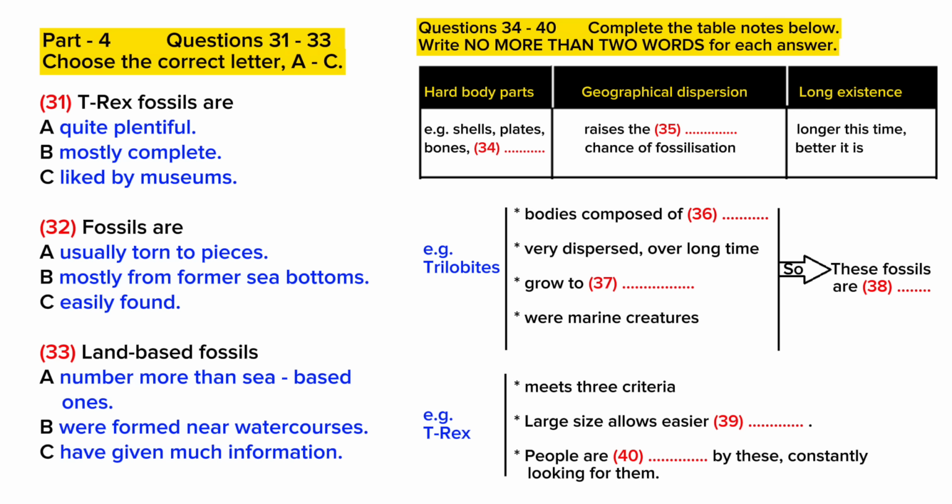So, let's think about T-Rex once again. It too basically meets all the criteria that we mentioned. It has hard parts, being the bones, had some dispersion, and had been around for a long time, although it cannot compare to trilobites in this respect. However, it does have one important advantage over trilobites. It is large, very large, which means we can discover it far more easily than many other fossils.